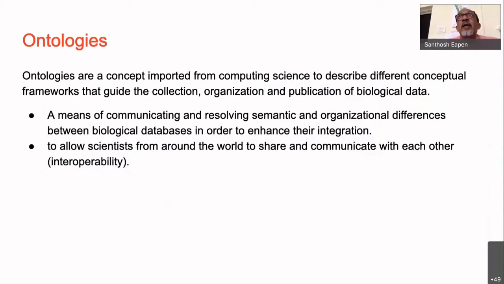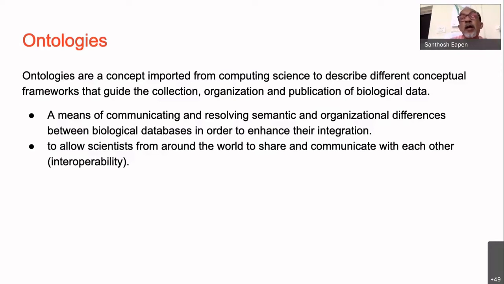Another thing is ontology. Ontology is a concept we have imported from computing science, to describe complex problems in anything. It was actually initially used in sociology. Now we have brought it to biology, and a lot of conceptual framework to help us in collecting, organizing, and publishing biological data, so that different databases developed by different sets of people can talk to each other and share information. Otherwise, the terminologies and definitions will vary, and people may look at the same data differently. To bring uniformity and interoperability, these ontologies are being developed by bioinformaticians.